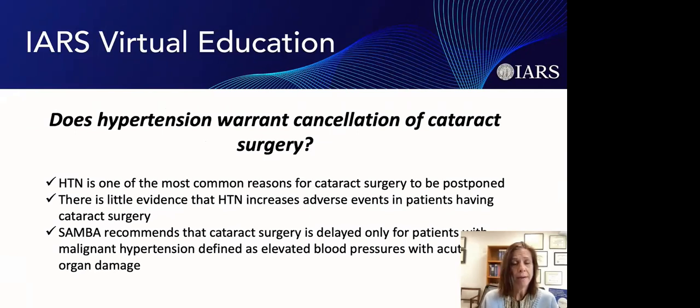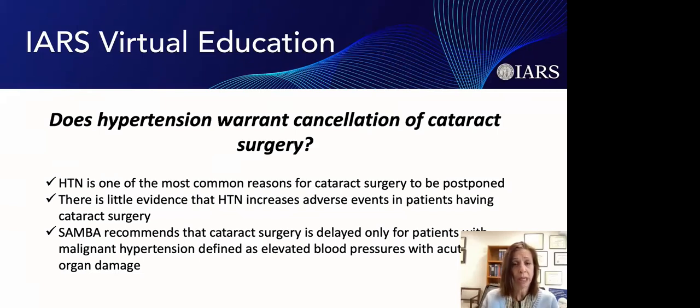We know that there is very little evidence that moderately elevated blood pressures cause any kind of increased risk with patients having surgery, and definitely not increased risk of patients having cataract surgery. So SAMBA recommends that cataract surgery be only delayed for patients with malignant hypertension, which is defined as elevated blood pressures with end organ damage, typically end organs being the heart, the brain, or the kidneys.